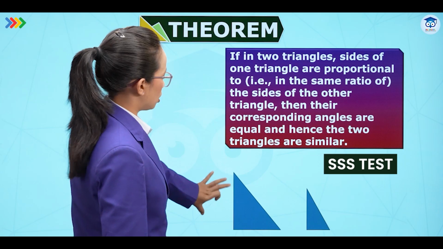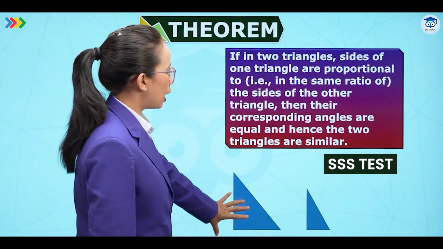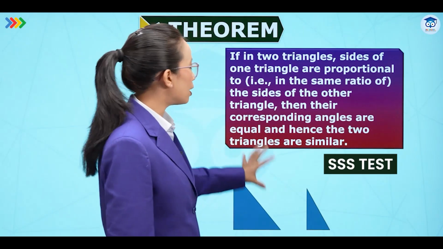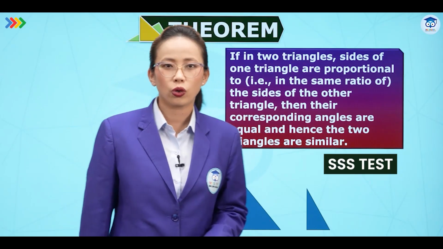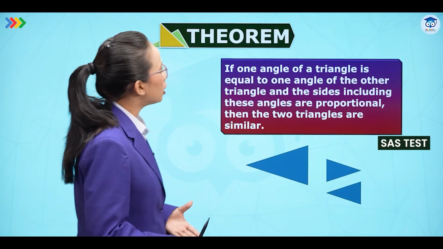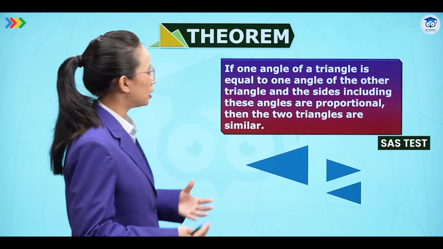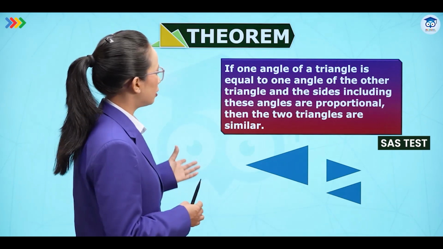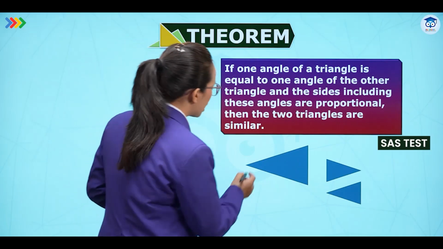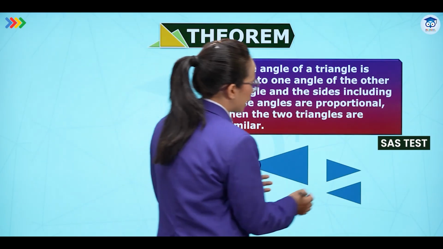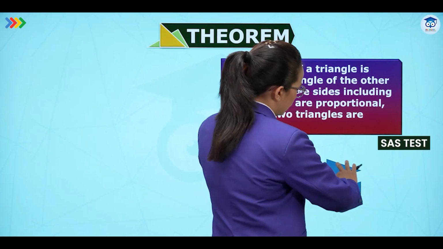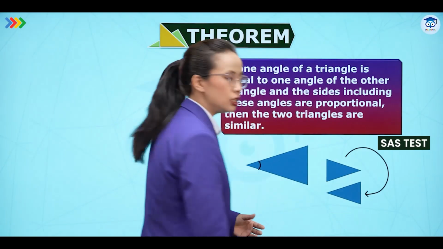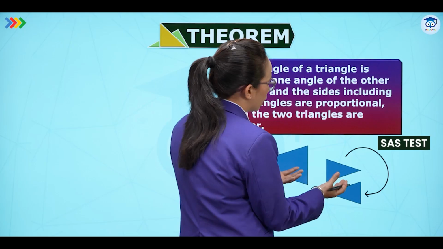Next, if the sides have the same ratio and the corresponding angles are equal, then we can say that the two triangles are similar. Next we have: if one angle of a triangle is equal to one angle of the other triangle and the sides including these angles are proportional, then the two triangles are similar. Suppose we consider this angle and another triangle like this, then we can rotate this triangle and bring it to this position, or you can do it without rotation also.